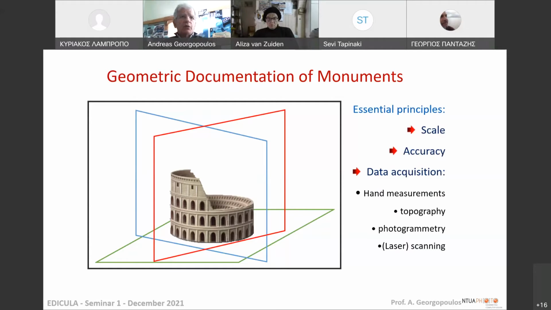And so we have in our hands a lot of tools to acquire data, like hand measurements, which is very simple. Everybody can understand that. We have a topographic methodology that we can use, or photogrammetric methods, or laser scanning lately.